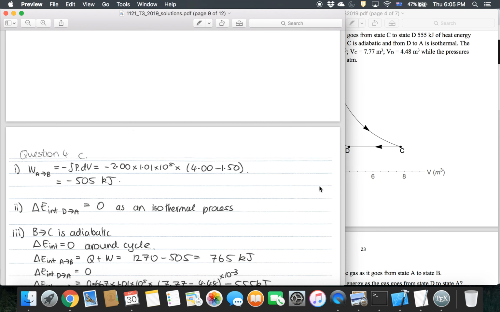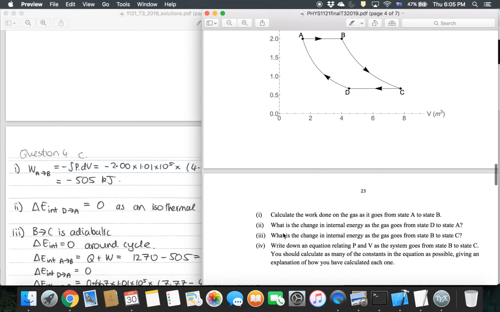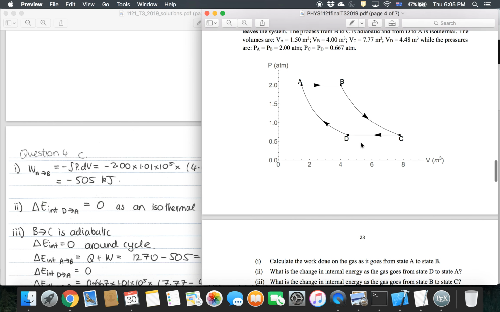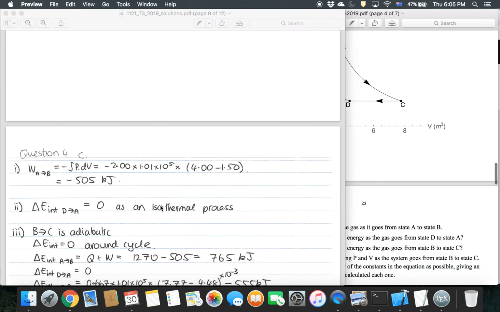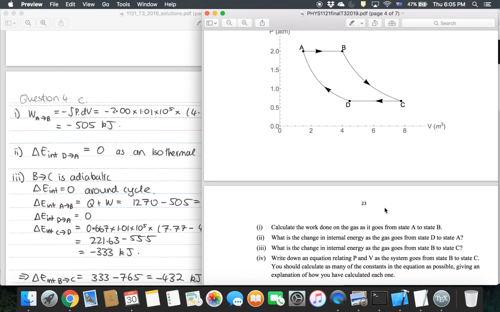So okay, part two. What is the change in internal energy as the gas goes from state D to state A? Now, state D to state A, as we said before, is isothermal. Change in internal energy requires a change in temperature. So in an isothermal process where temperature is constant, you wouldn't have a change in internal energy. So it's just zero by definition. And yeah, that's exactly what we have here.